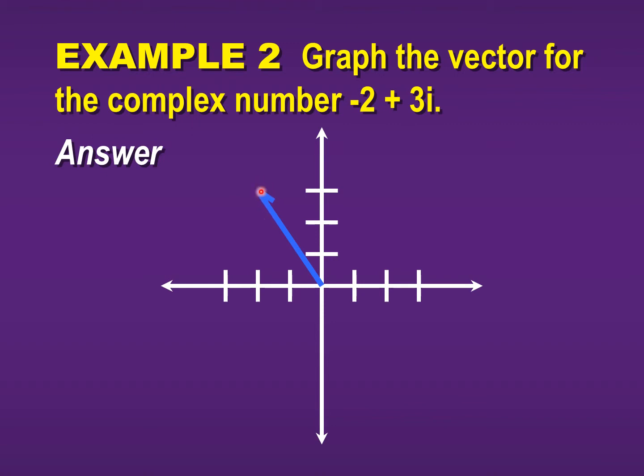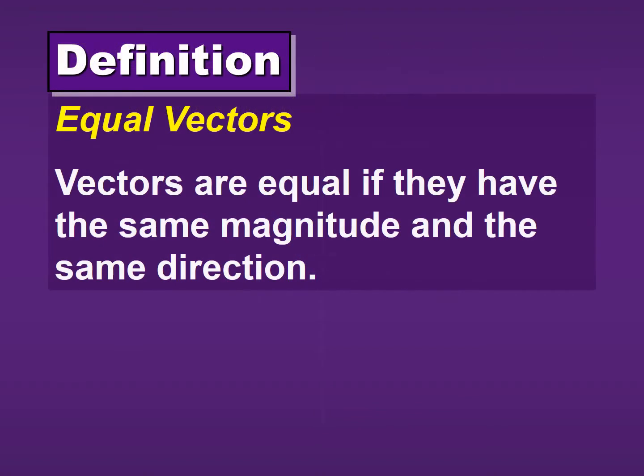And notice that it's only a half arrow, because with vectors, in order to tell the difference between a vector and a ray, a vector is only half an arrow. So vectors can be equal if they have the same magnitude in the same direction.